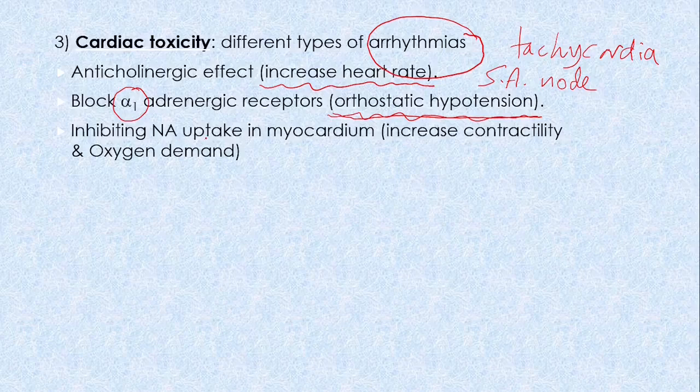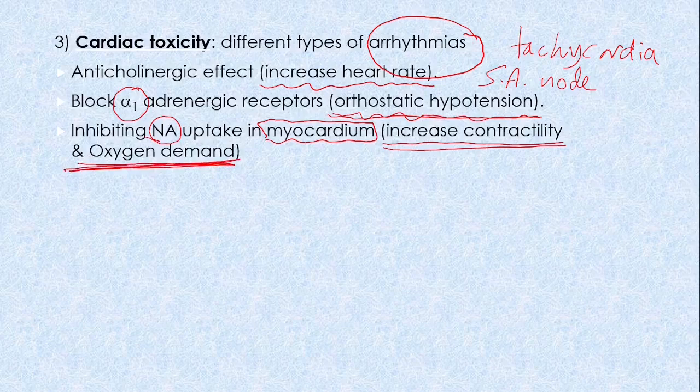Also, they inhibit noradrenaline uptake in the myocardial cell, which means it will increase the availability of noradrenaline. In this case, it will increase the contractility of the heart muscle. Since the contraction is increased, increased contractility means increasing the oxygen demand. This is dangerous, especially in ischemic heart disease. When a person is suffering from ischemic heart disease, like angina pectoris or myocardial infarction, these drugs can increase the symptoms or the severity of the ischemic heart disease. Of course, this would be a contraindication.